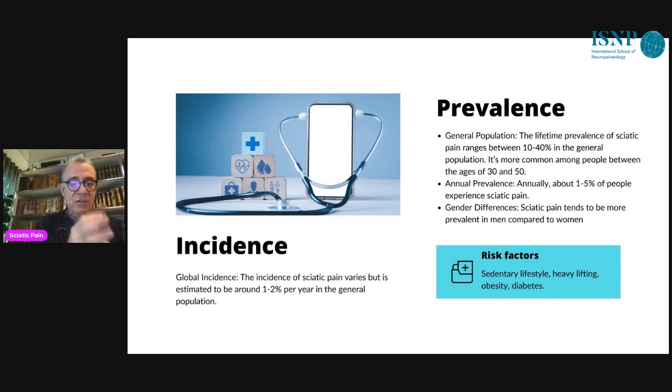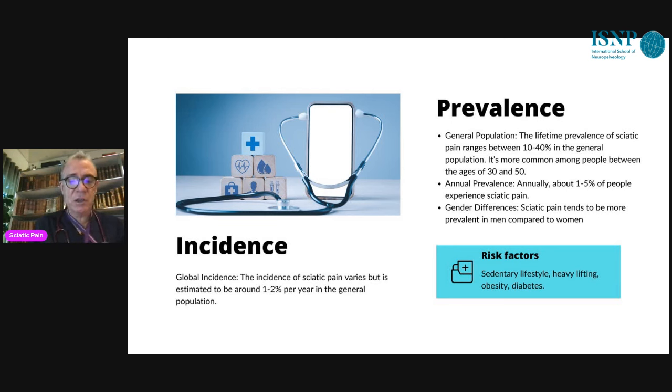So the prevalence and incidence are quite high. Prevalence, once again, is how many cases in a whole population. Incidence is how many new cases in a population. And you see that the prevalence is quite high. It's somewhere between 10 and 40% of the general population. It's not easy to say because some patients will develop a sciatic pain and will not directly go to the doctor, will take some painkillers, some medication, some massage, physiotherapy. It will get better and they will not go to the doctor.